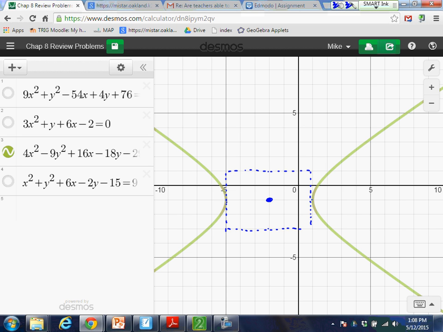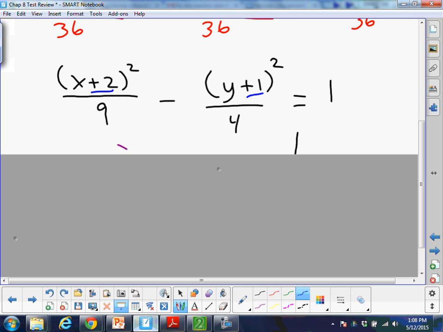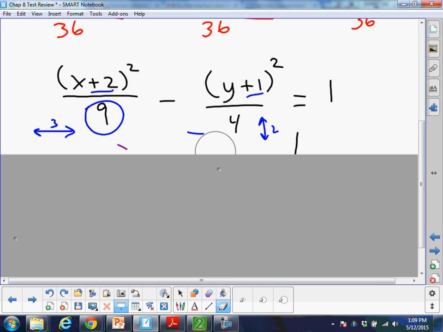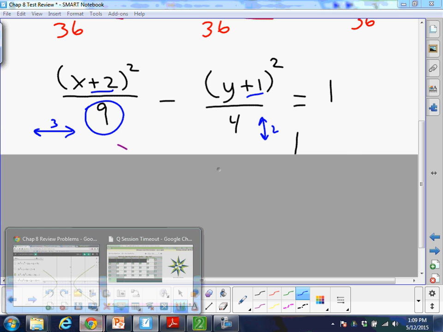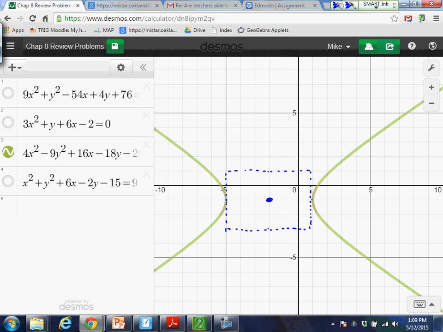Okay, those came from the denominators, right? The 3, or the 9 being under the x term, right? So that's why I went out 3 in the left and right direction, 3 each way. Up and down we went 2 each way, and that kind of gives you the width of the graph. Okay. Then since the x term came first in the order we wrote this in, if you remember, this is a subtraction problem, so the order is definitely important. That's why the branches go out to the sides and not on the top and bottom.